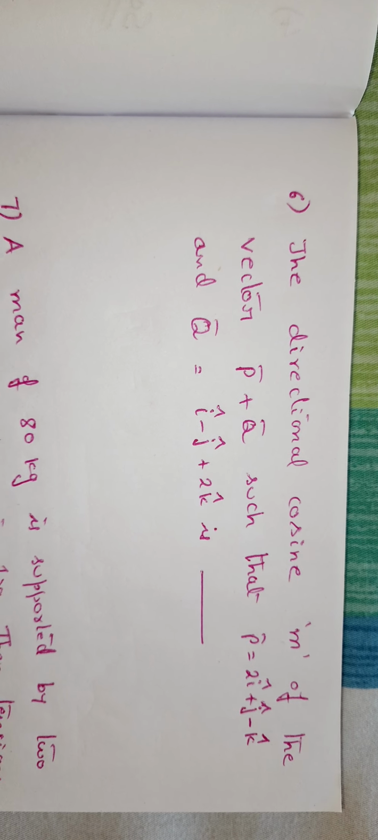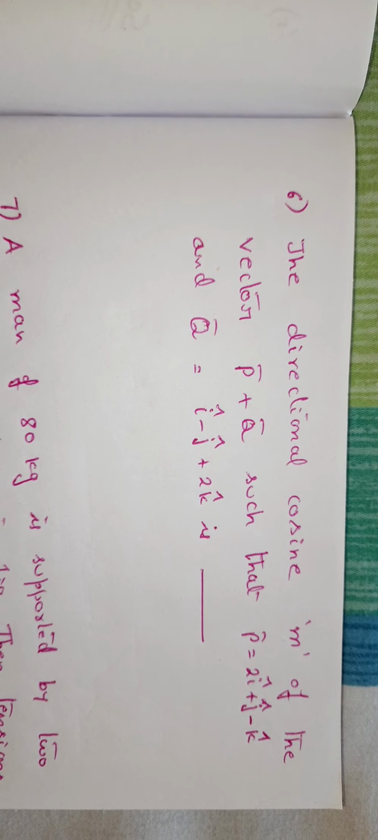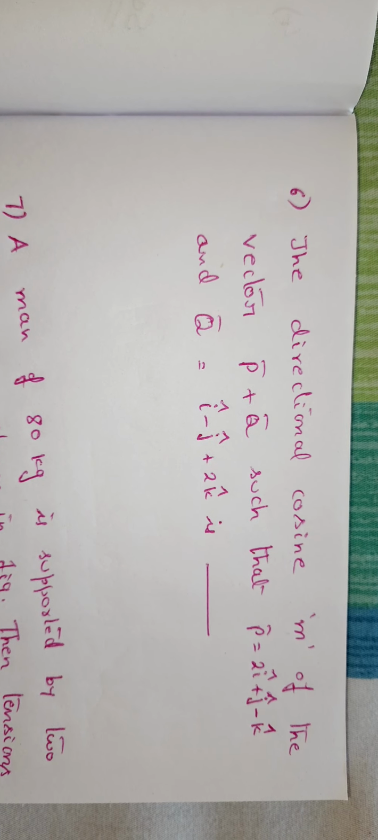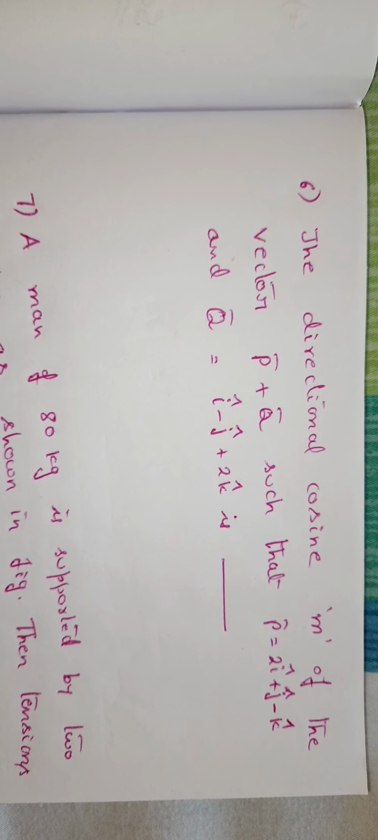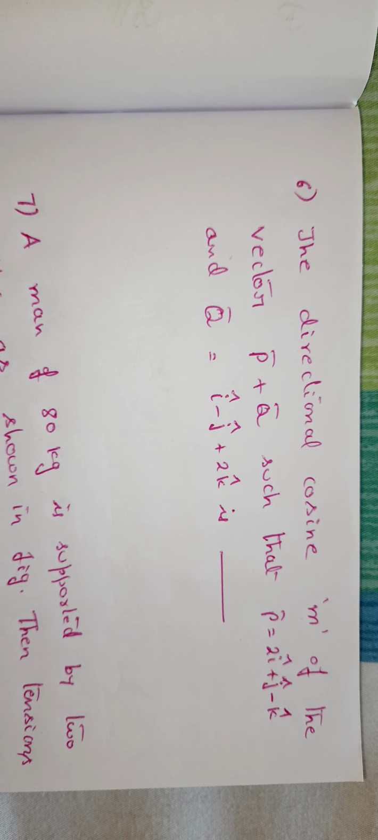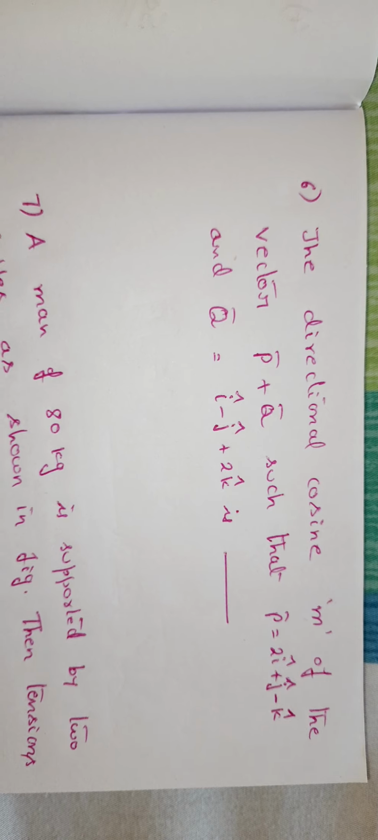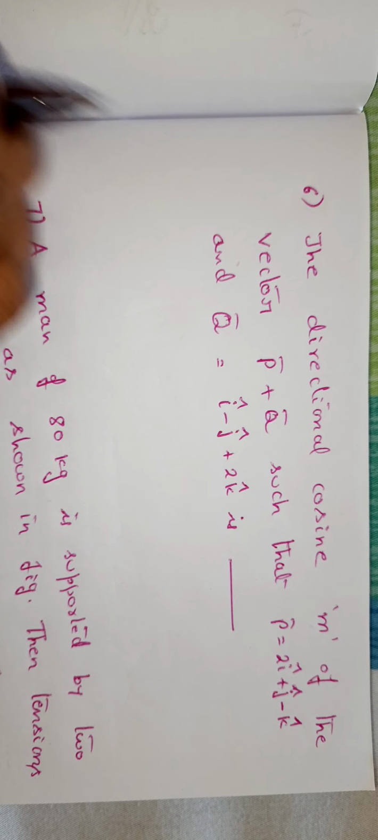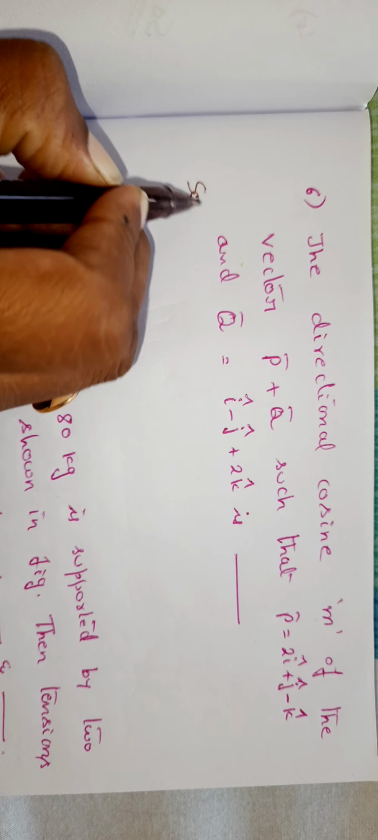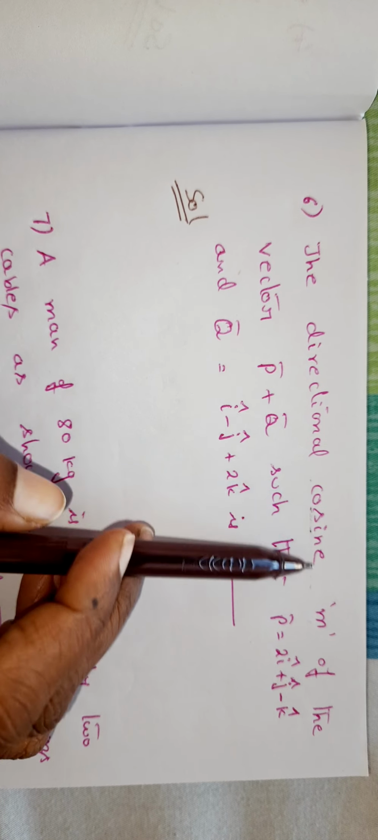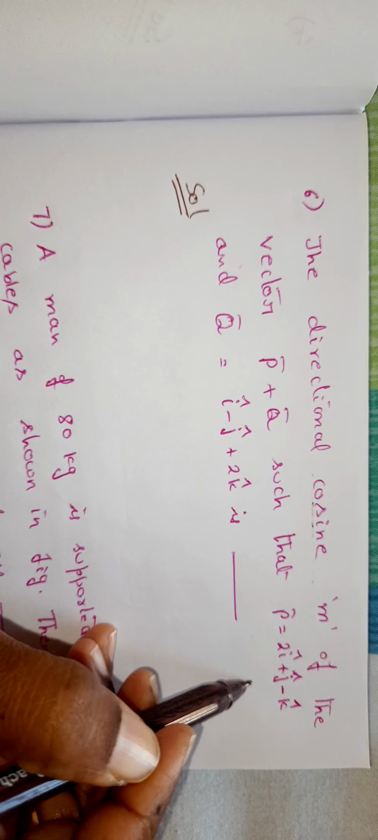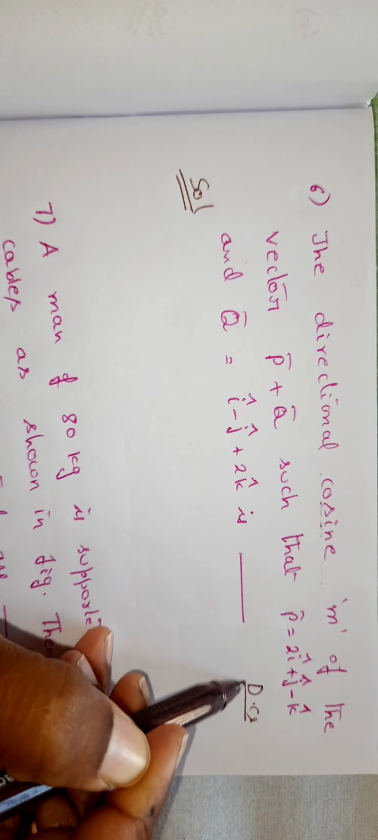Next one. Find the directional cosine m of the vector p bar plus q bar, such that p bar is so and so and q bar is so and so. Now come on. First we should think in our mind, where did we see the directional cosines? We call them DCs, directional cosines.